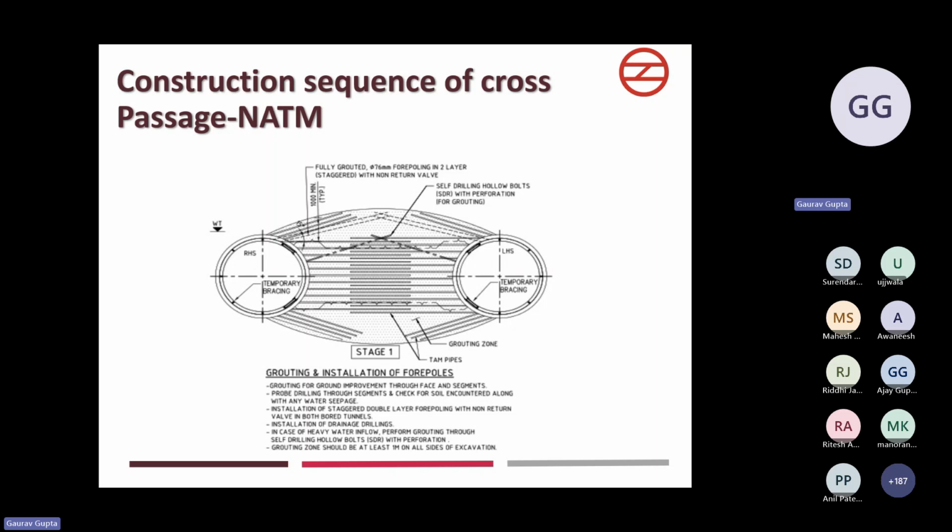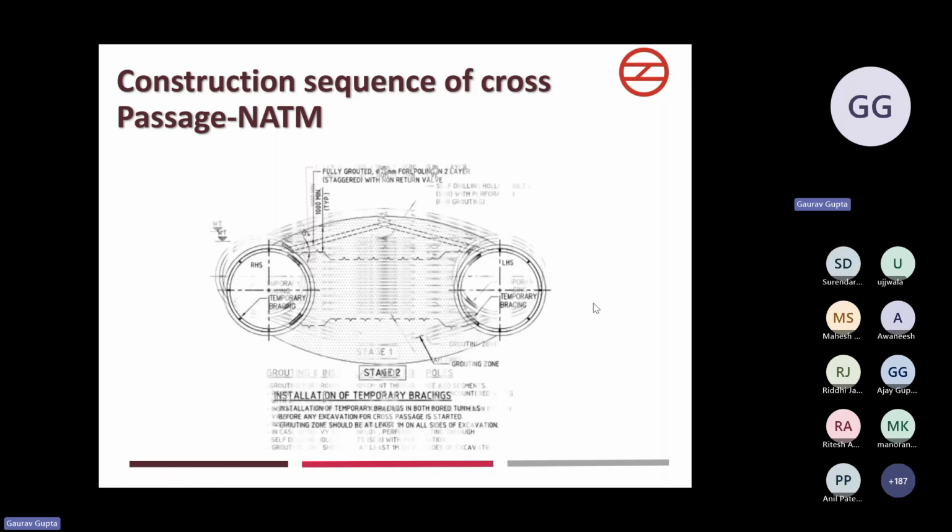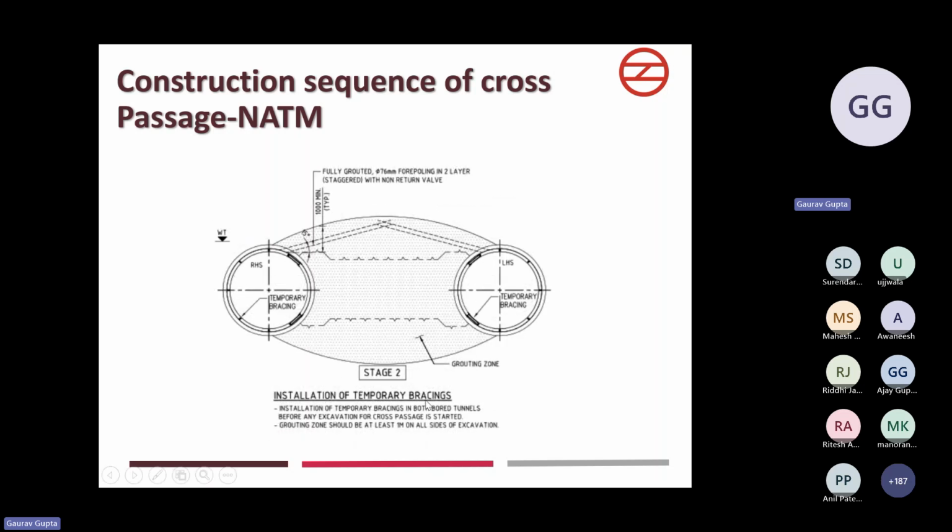In case of heavy water inflow, perform grouting through self-drilling hollow bolts with perforation. Then the grouting zone should be at least 1 meter on all excavation sides. Then installation of temporary bracing inside the tunnel, as the segment rings are already constructed at the location where we have to build the cross passage.